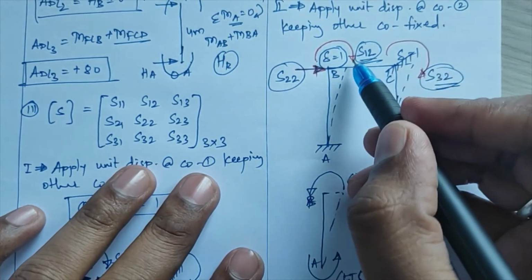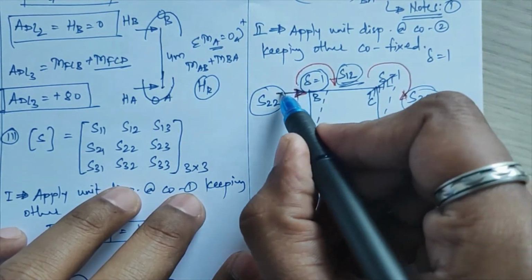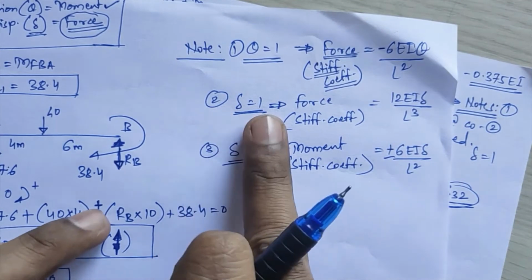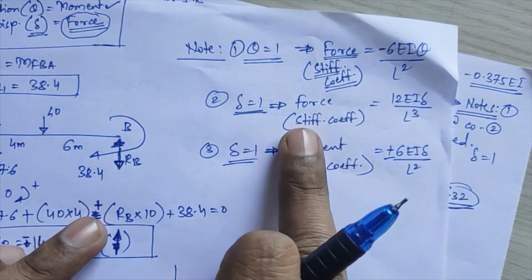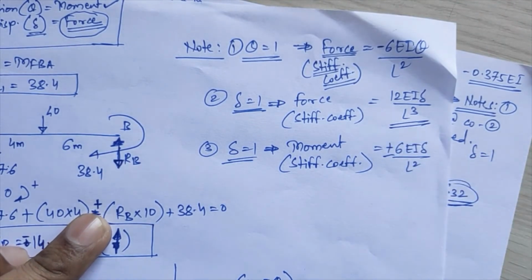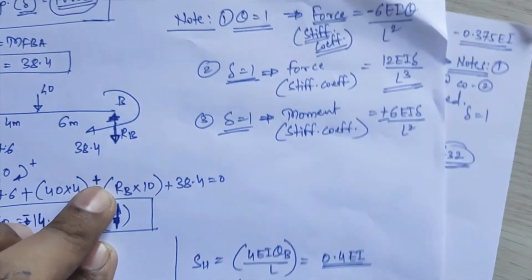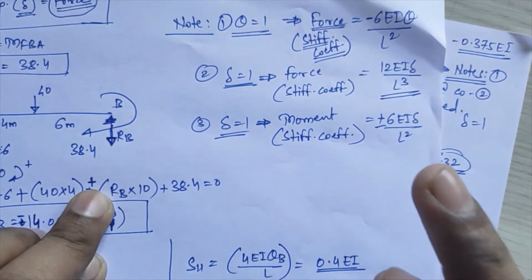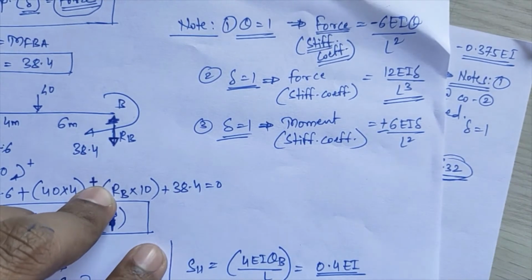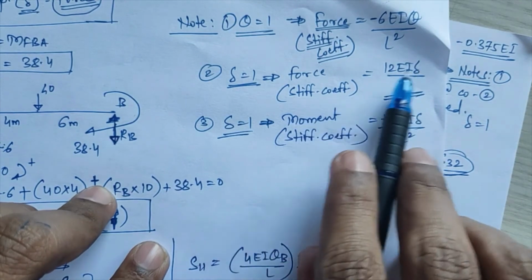Now the remaining value is S of 2,2. When you are applying delta equal to 1 and calculating the force coefficient, you have to use note number 2 here. When you are applying delta equal to 1 and calculating the force as your stiffness coefficient, that value comes equal to plus 12 EI delta upon L cube. I have explained yesterday how this value comes; you can refer to that video lecture again on the stiffness spring coefficient.